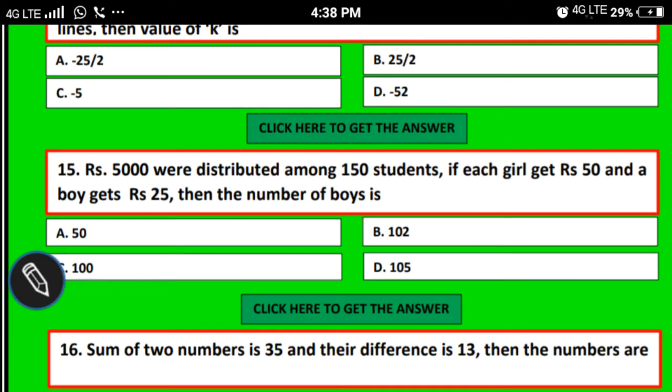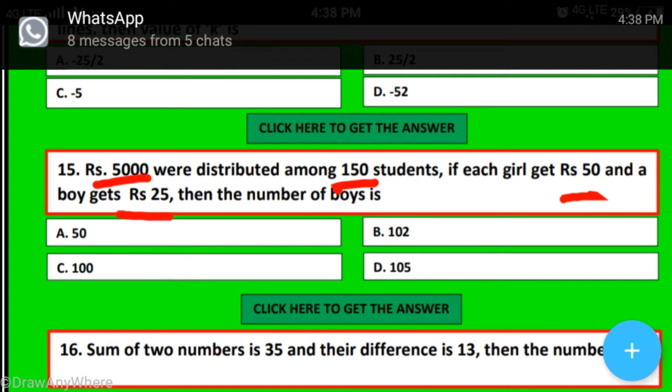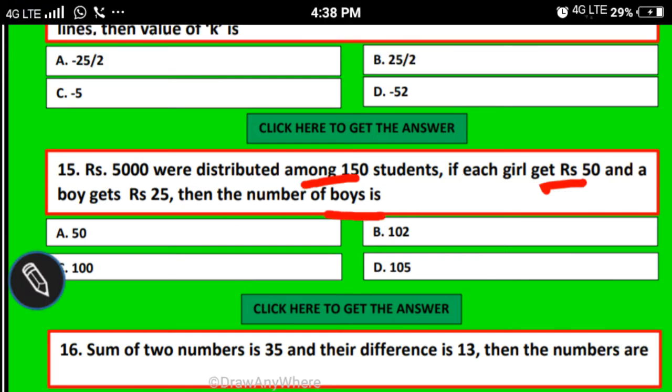Then the 15th question. If 5000 rupees were distributed among 150 students, if each girl gets rupees 50 and each boy gets rupees 25, then the number of boys is, how many boys we have to find out.